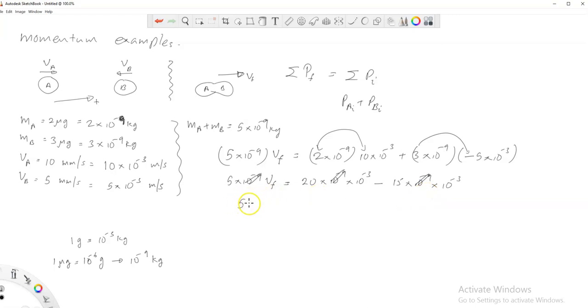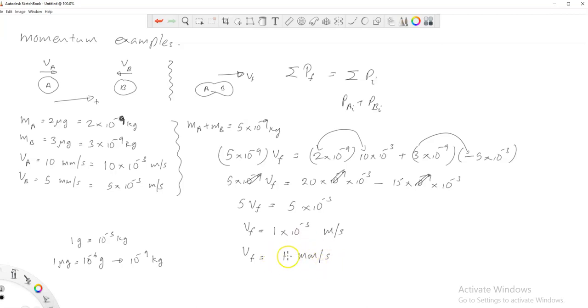We have 5Vf equals 20 times 10 to the negative 3 minus 15 times 10 to the negative 3, which gives me 5 times 10 to the negative 3, a positive 5, 20 minus 15. Vf is, divide to the other side, 5 and 5 cancel out, 1 times 10 to the negative 3 meters per second, or you can say Vf is 1 millimeter per second.